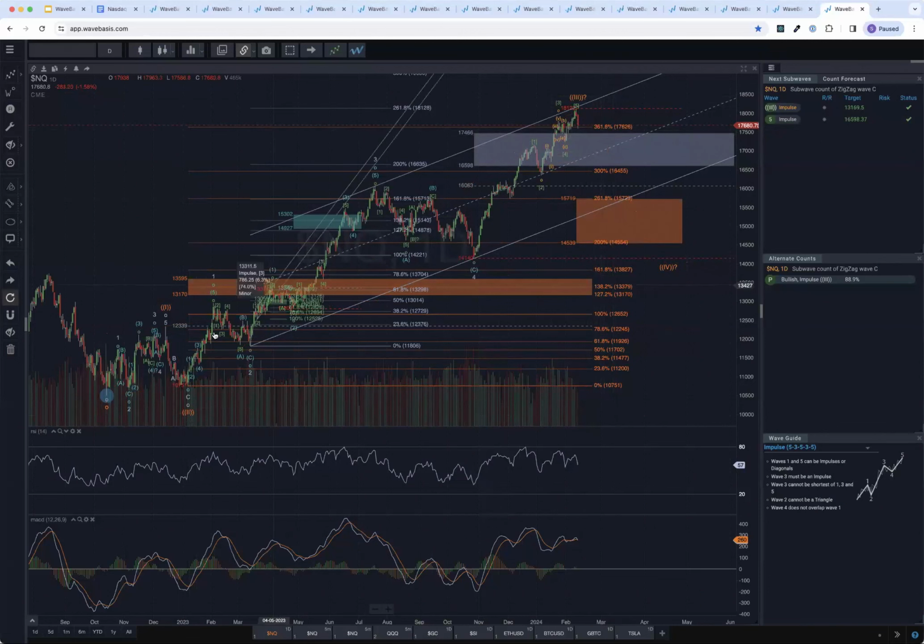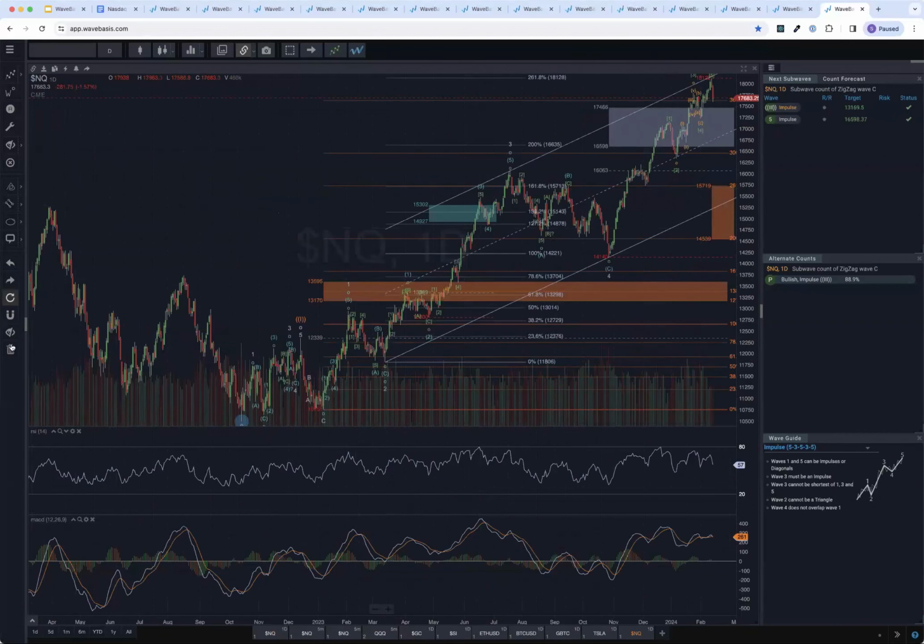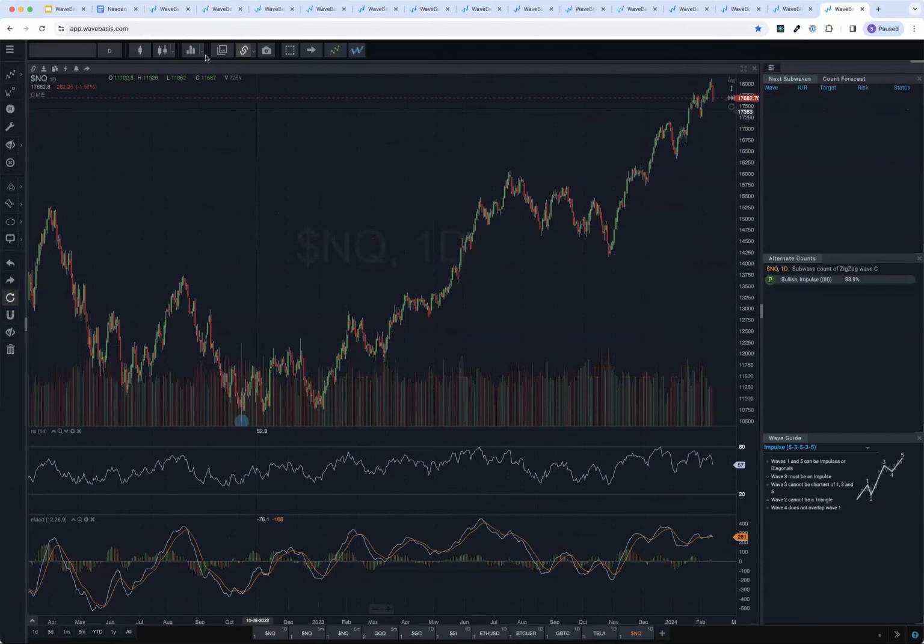So this is really a textbook example of a wave 3 unfolding. Now you might ask, well, where did I get that wave count from? Well, let's pop over to here. Let's wipe the slate clean.